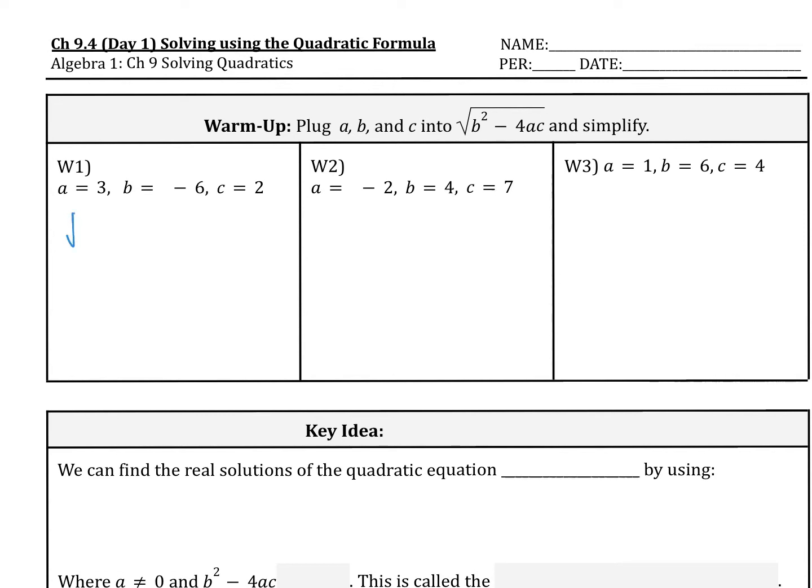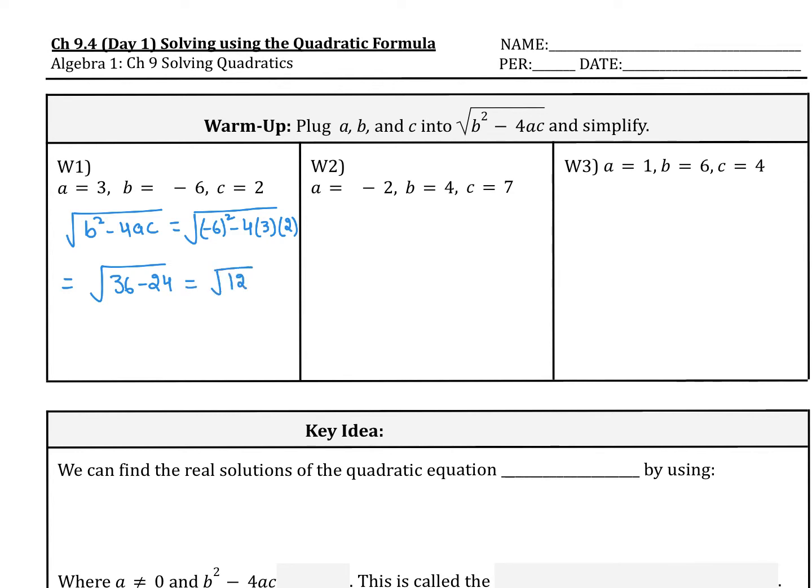The formula is b squared minus 4ac, and we have b as -6, so -6 squared minus 4 times a times c. So what you got here is -6 squared is 36. So 36 minus 4 times 3 is 12 times 2, 24. And 36 minus 24 is square root 12.